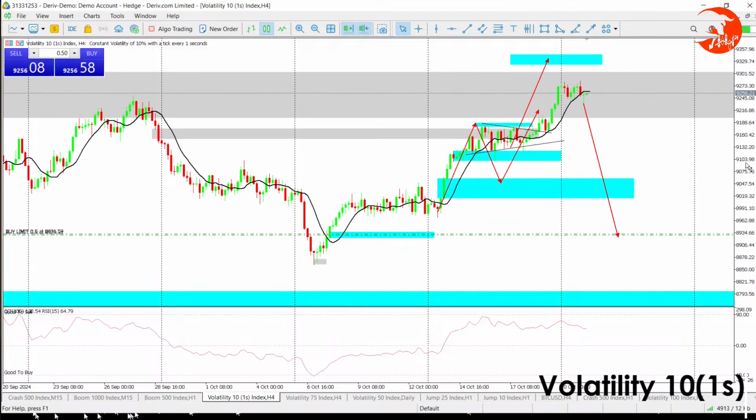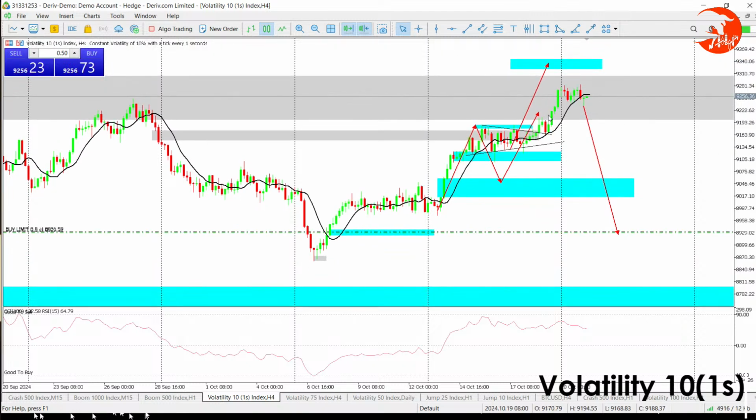What we can clearly see is that sellers are somehow holding back the buys from reaching our preferred targets. This is where we anticipate, and the reason why we anticipate that is because of this previous move that brought us into consolidation. So that's why we are anticipating this.